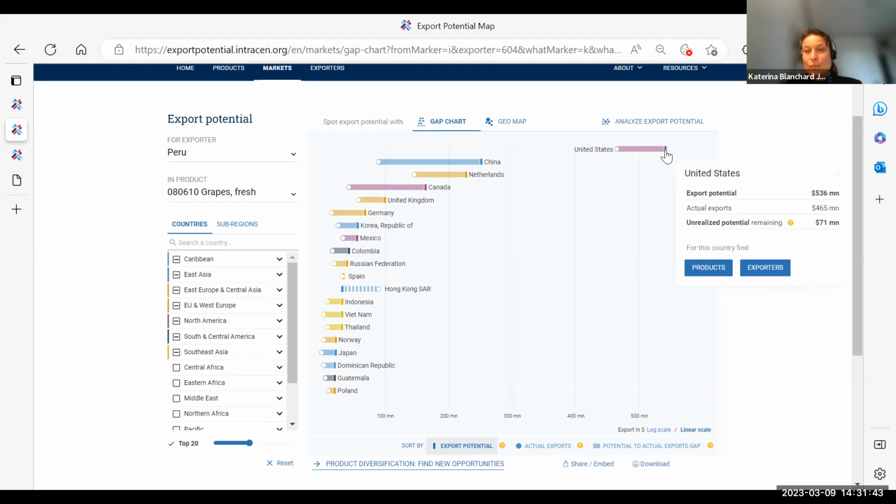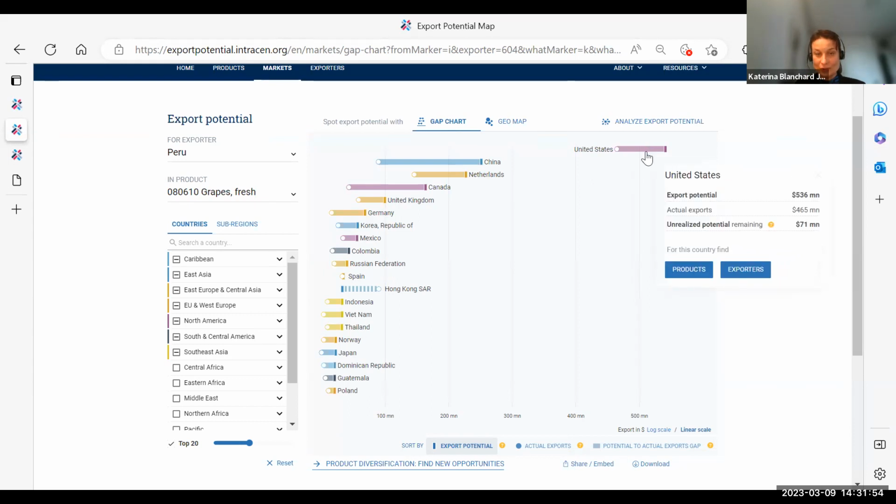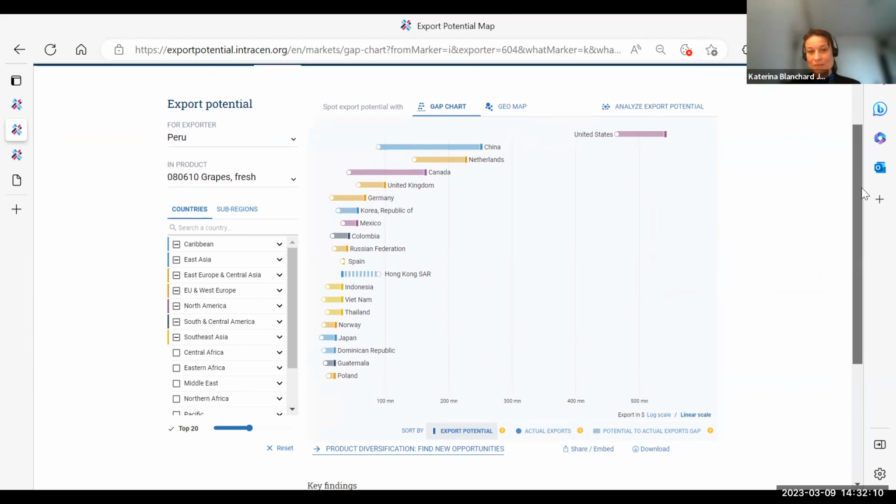This line would illustrate the calculated size of the export potential, and the distance between the two would be our untapped, unrealized potential. So based on this chart, we can see that the United States, China, the Netherlands, Canada, and the United Kingdom would be our top 5 countries in terms of the export potential for Peruvian fresh grapes.